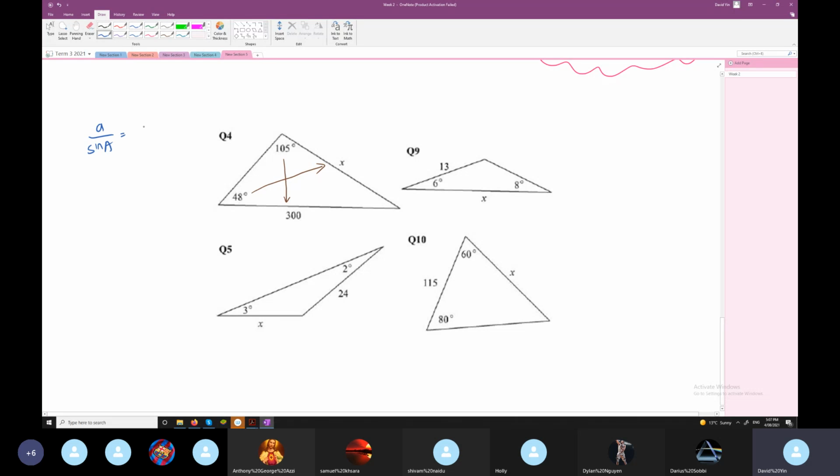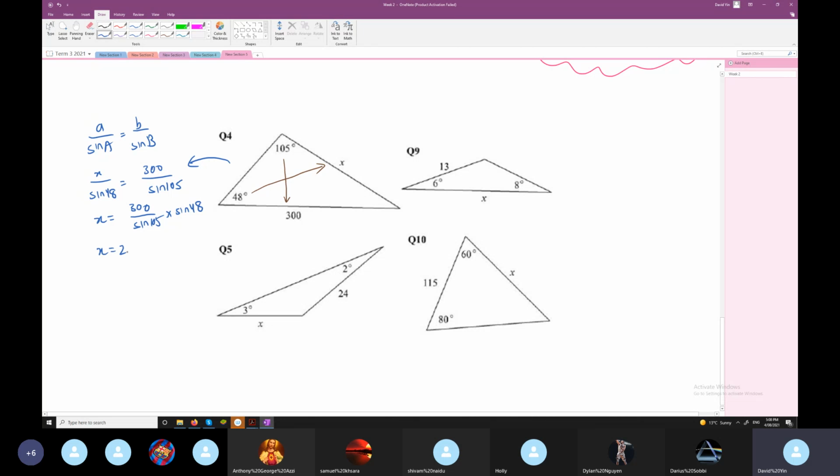A over sine A equals B over sine B. So remember the numerator here just refers to the side length. So we got x, we always want to use x first if we can. X over sine 48, yeah? Opposite side with opposite angle, and then we got 300 with the opposite angle, which is sine 105. All we do is bring the sine 48 across by multiplying through, and then what we have is 300 divided by sine 105 times by sine 48.